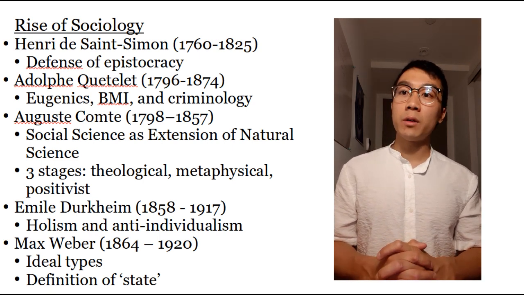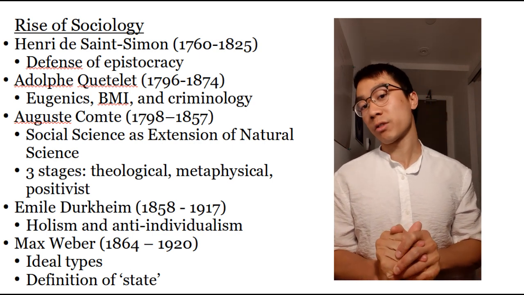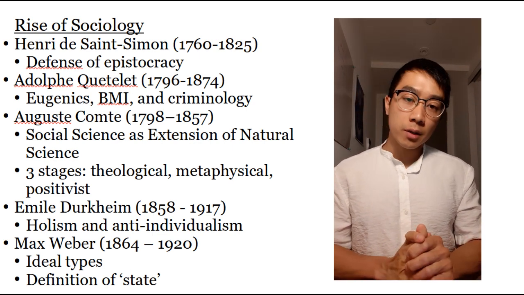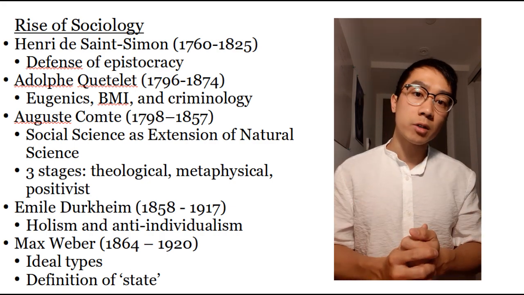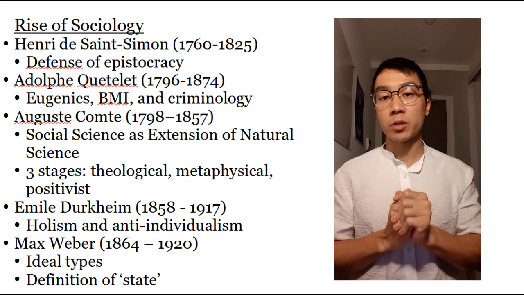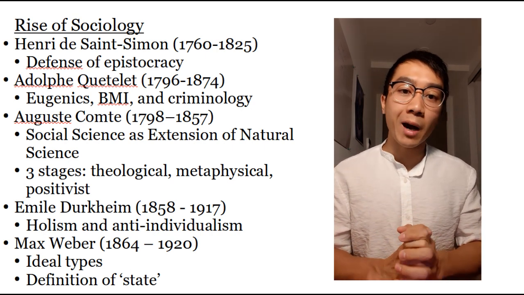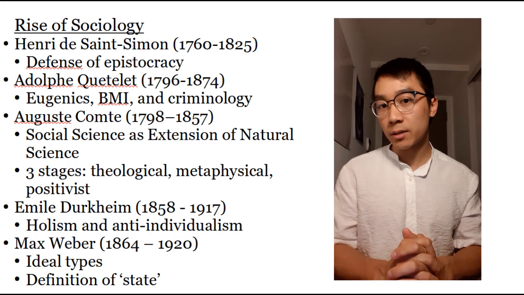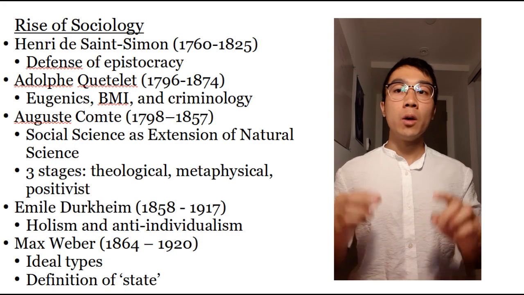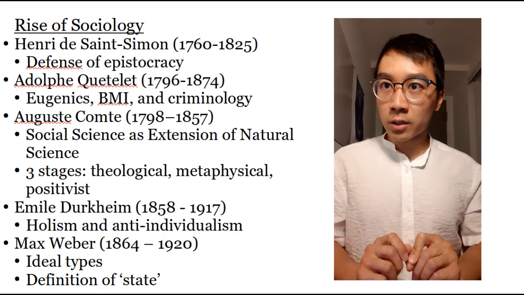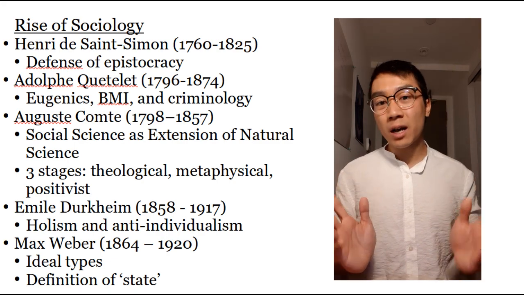So Henri de Saint-Simon was a defender of so-called epistocracy. So what is an epistocracy? An epistocracy comes from the Greek word epistemology, which is of or pertaining to knowledge, and cracy is a suffix that represents a mode of government. So epistocracy is a mode of government by ruling intellectual elites. Not just any elites, but specifically academics, philosophers, etc., who are going to be the intellectual elites. So Henri de Saint-Simon thought that the average people are not very educated, they're dumb, they don't make good decisions.